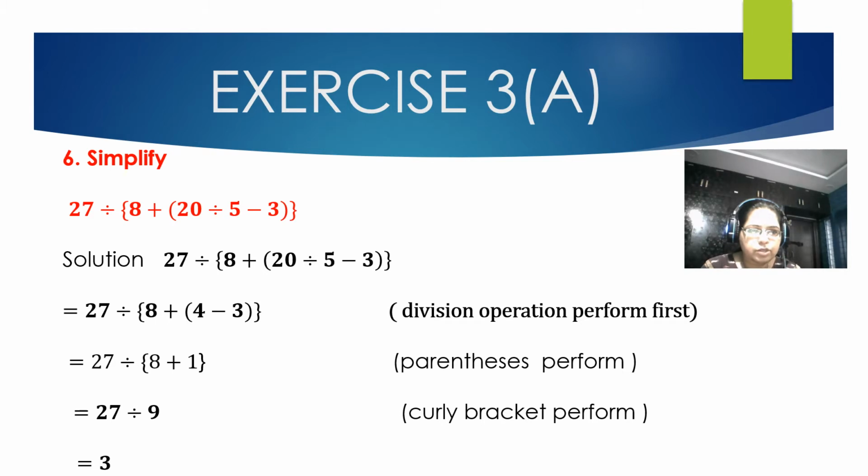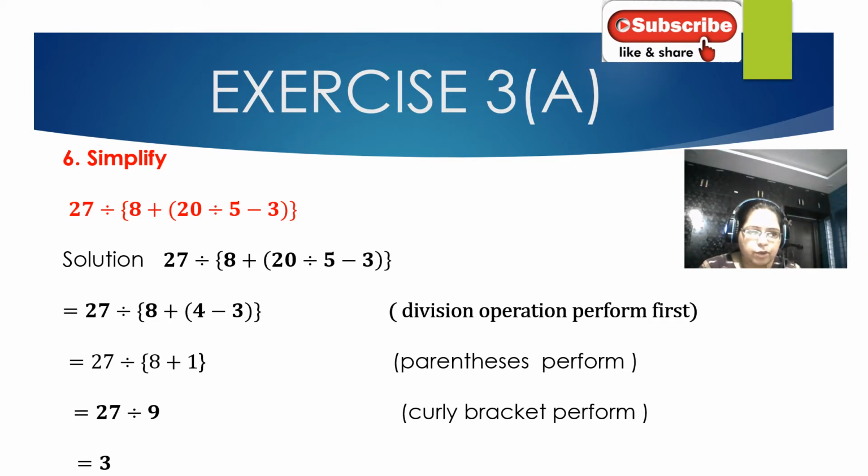Now we solve question number 6, and the question is to simplify 27 divided by {8 plus 20 divided by (5 minus 3)}. Here 5 minus 3 is inside the parenthesis, and the whole of 8 plus 20 divided by (5 minus 3) is within the curly bracket. So according to Verma's rule, first the bracket operation is performed, then the curly bracket. So the parenthesis 5 minus 3 will be performed first.